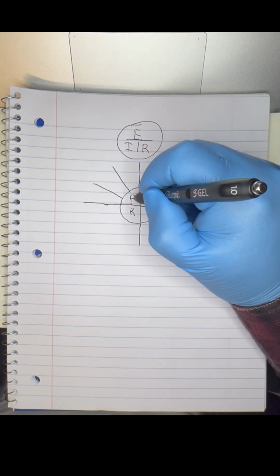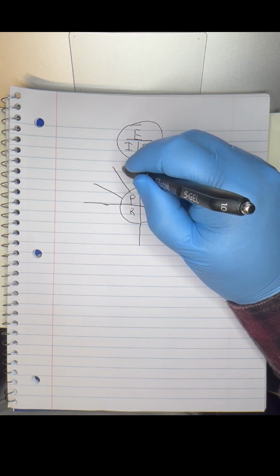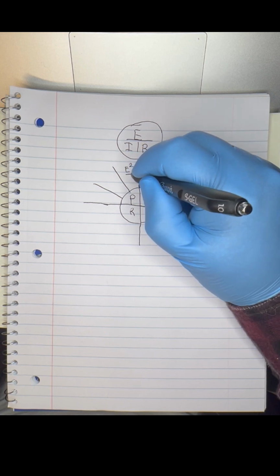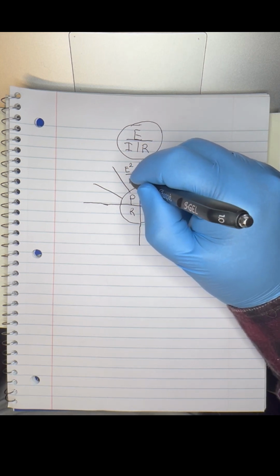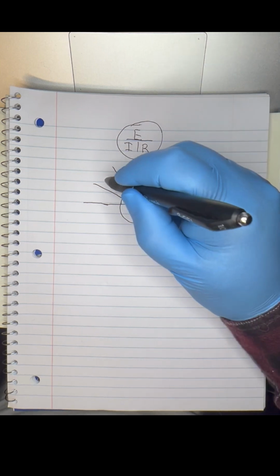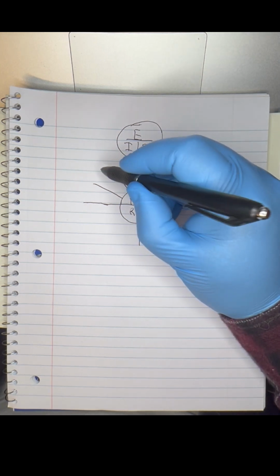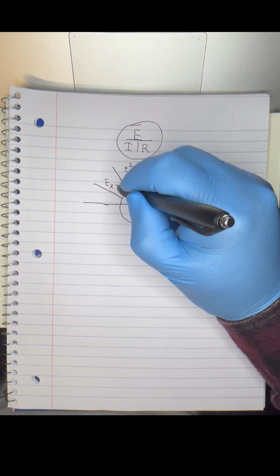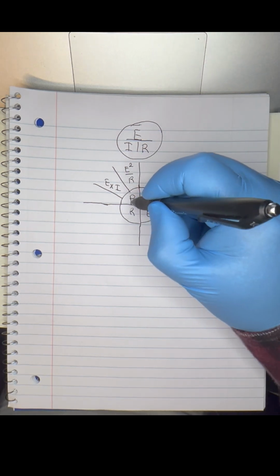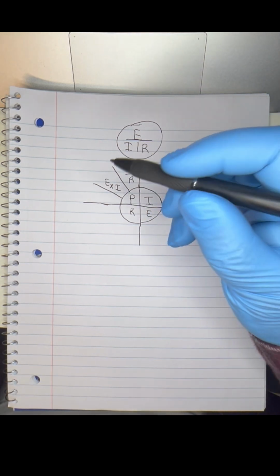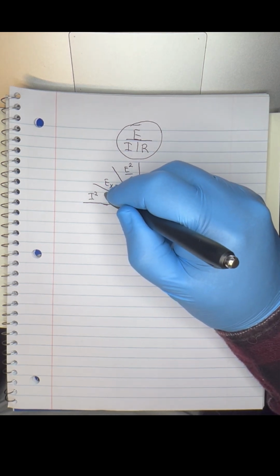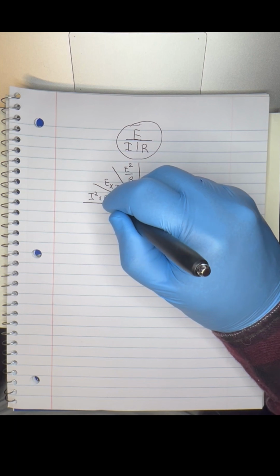And for example, to find power, you can go voltage squared over R. To find power, you can also go E times I. Again, to find power, you can go I squared times R.